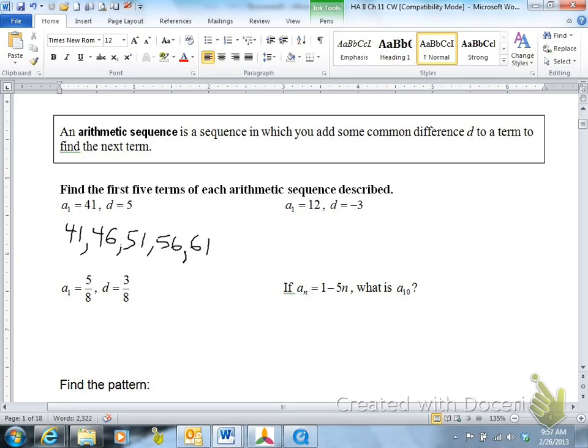The next sequence, we start with 12. That's our first term. And we have a difference of negative 3, notice this time. And that means we have a minus 3, so that would be a 9, a 6, a 3, and a 0.